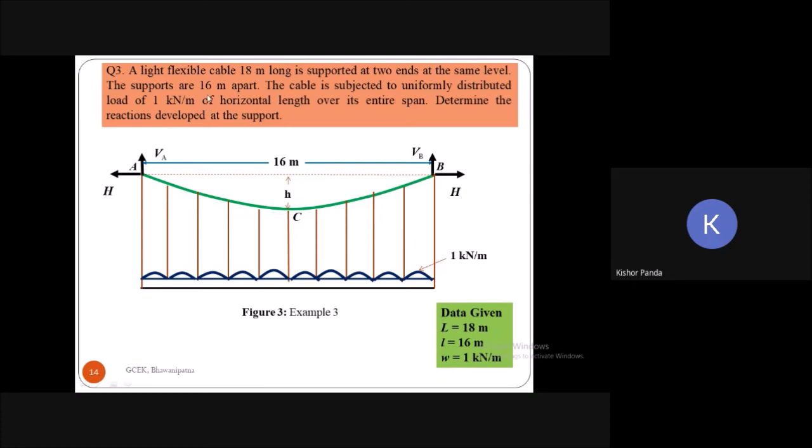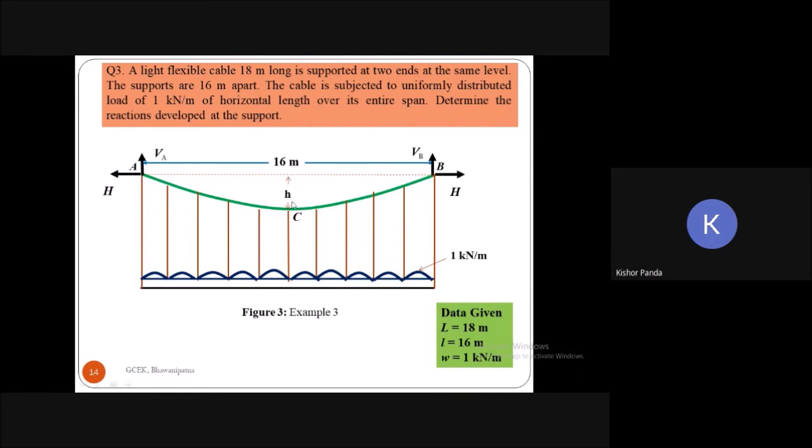Here you see a light flexible cable 18 meter long. So here given the length of the cable, capital L, this is 18 meter, is supported at two ends, A and B. Small l is given 16 meter. The supports are 16 meter apart. This is support, this is support. The distance between these two supports is 16 meter. The small l is equal to 16 meter and capital L is equal to 18 meter.